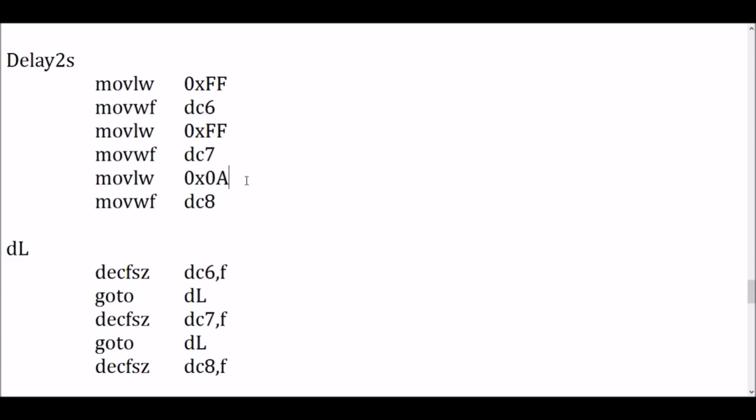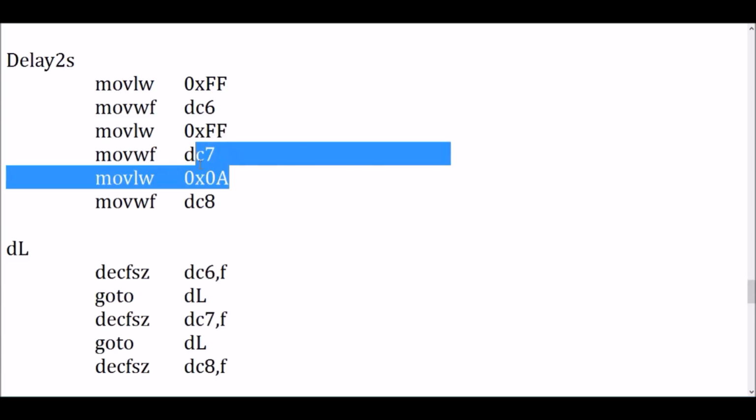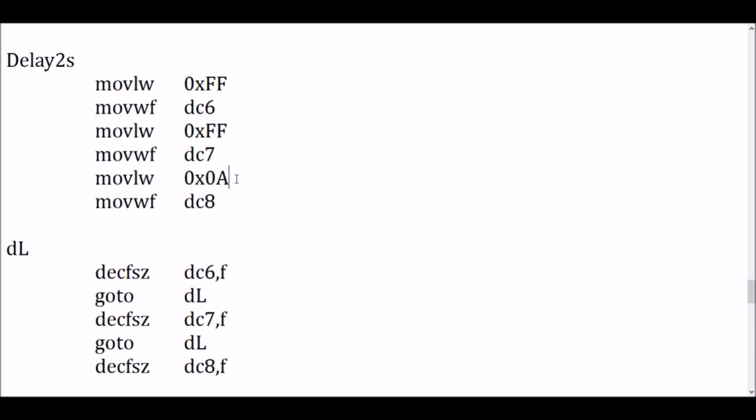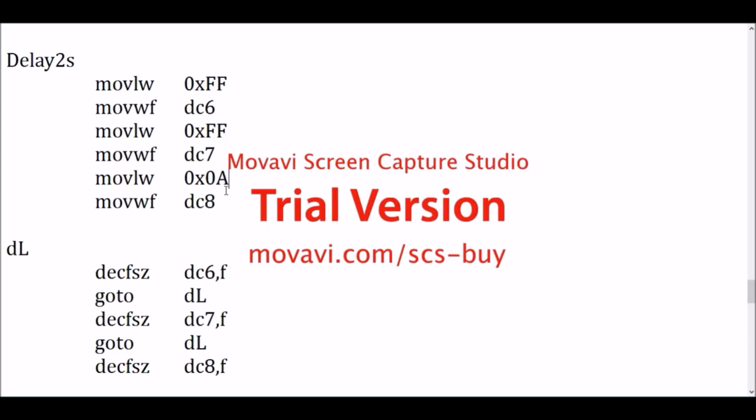Now we put A0 to the W accumulator, so A0 data is prepared. Then it will write the contents of the W register, 1010 0000, into the DC8 memory address.